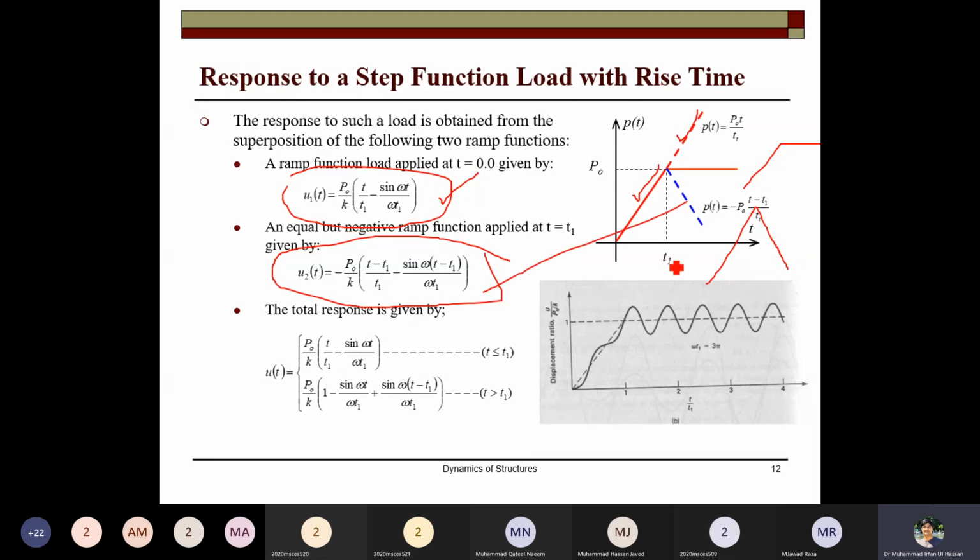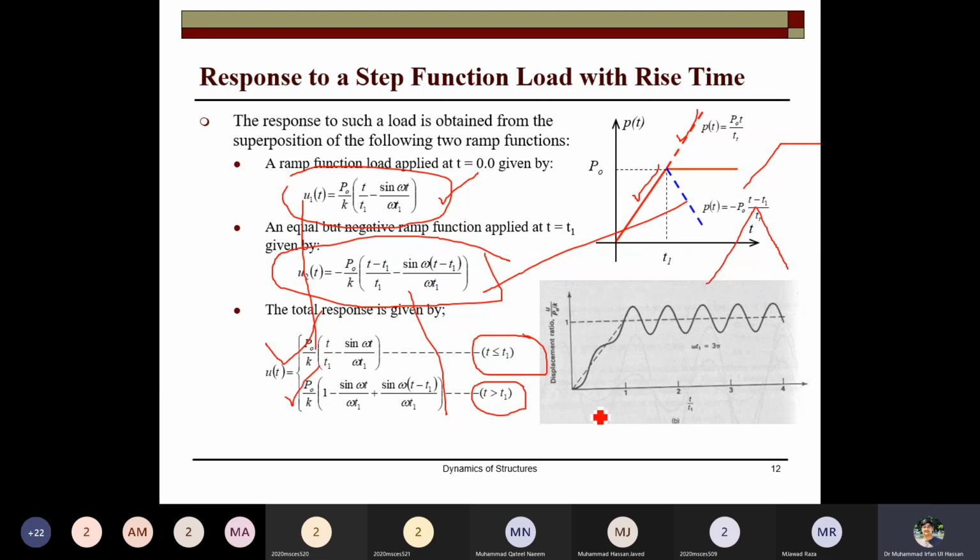This is the response of the negative ramp function. The total response will be the sum of the first response and the second response. This is the first response. This is the second response. So for t less than t1, this is the response. For t larger than t1, this is the response. The negative function will have a different response.